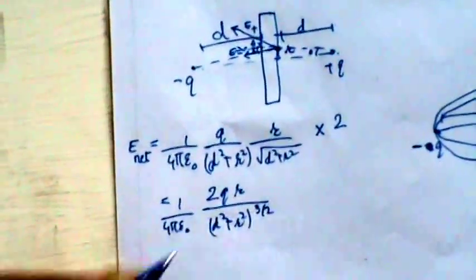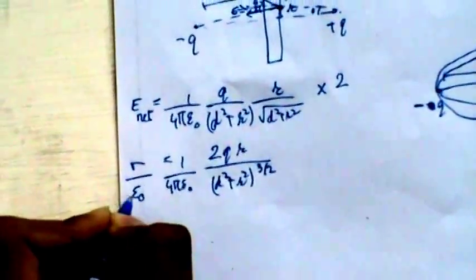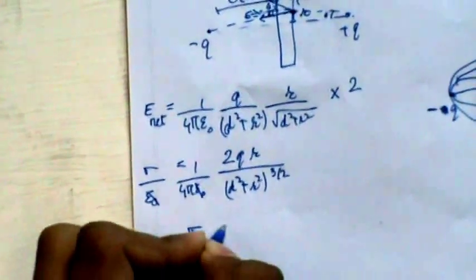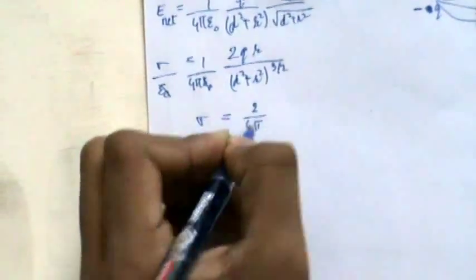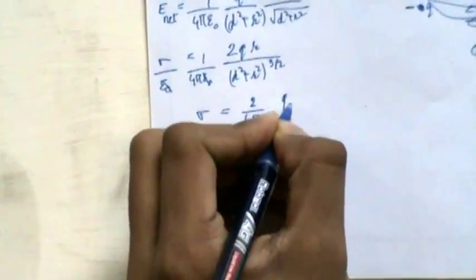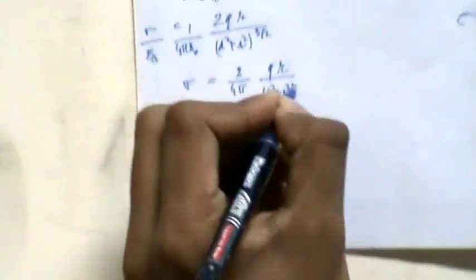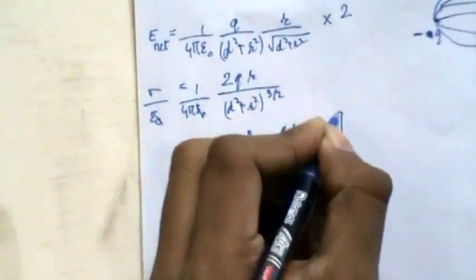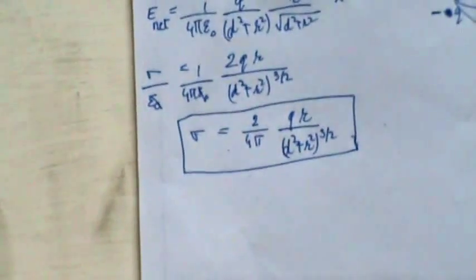d square plus r square to the power 3 by 2. So electric field can be written as sigma by epsilon naught, cancelling, you get sigma is equal to 2 by 4 pi. I am not cancelling this 2 and 4 pi because epsilon naught can easily be replaced later, right? D square plus r square to the power 3 by 2. This is your sigma. So you have your sigma as a function of r.